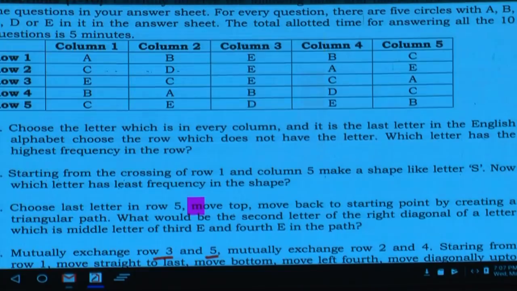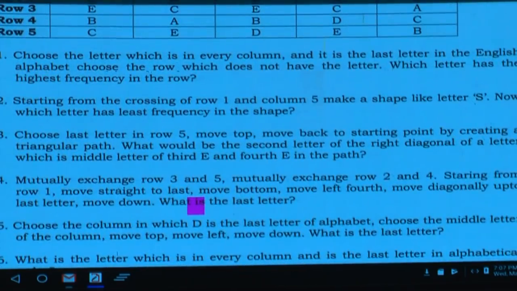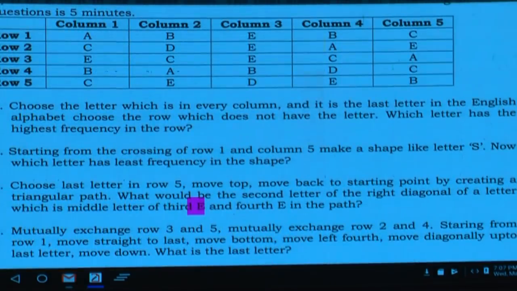Clear? Then question number 5. Now in question number 5, what is information given in this question? Choose the column in which D is the last letter of the alphabet. Now, tell me in which column D is the last letter. In column 3, D is the last letter. And last letter of the alphabet, choose the middle letter of the column. What is the middle letter of this column? E. And move top. Move top means again we have to move top that is E.